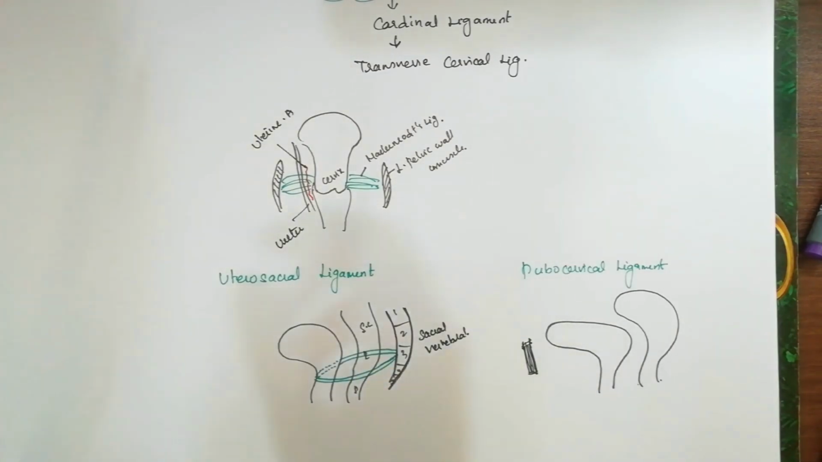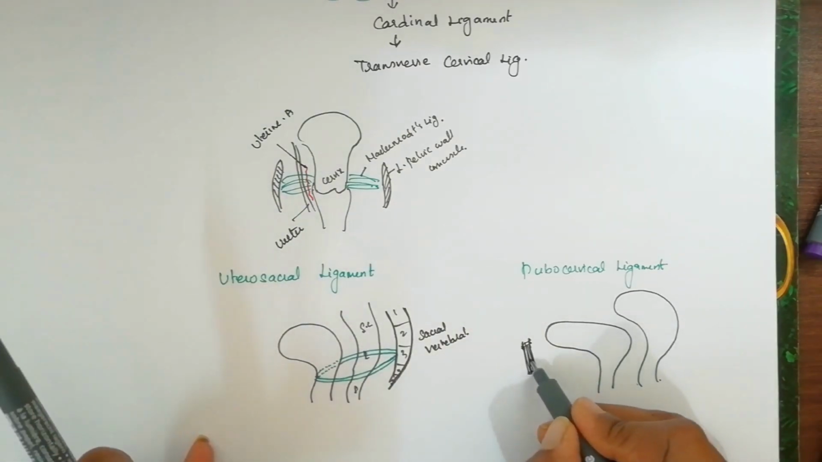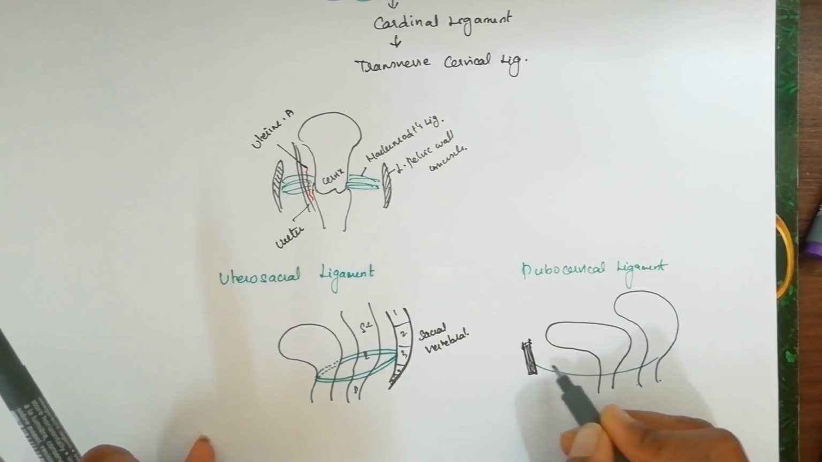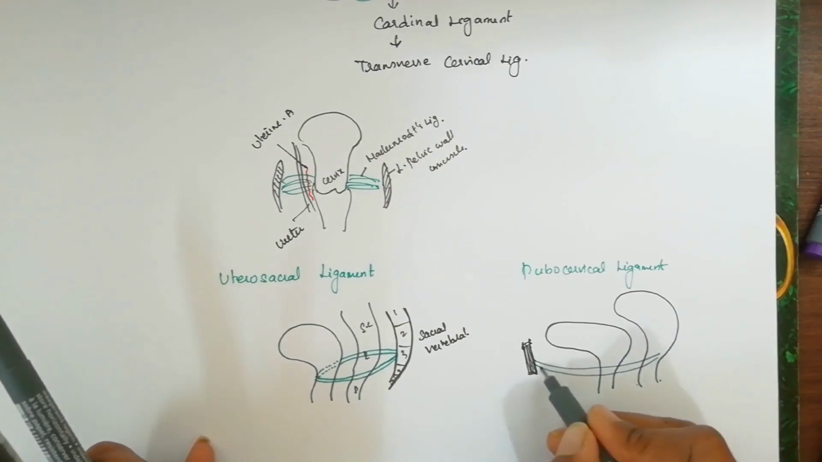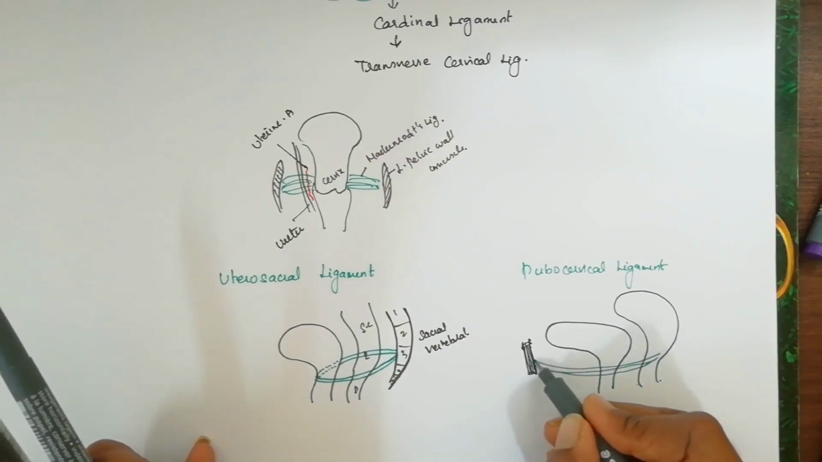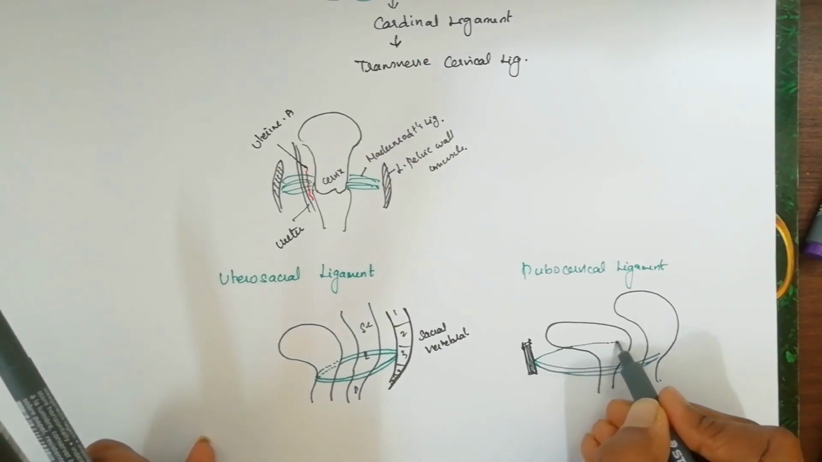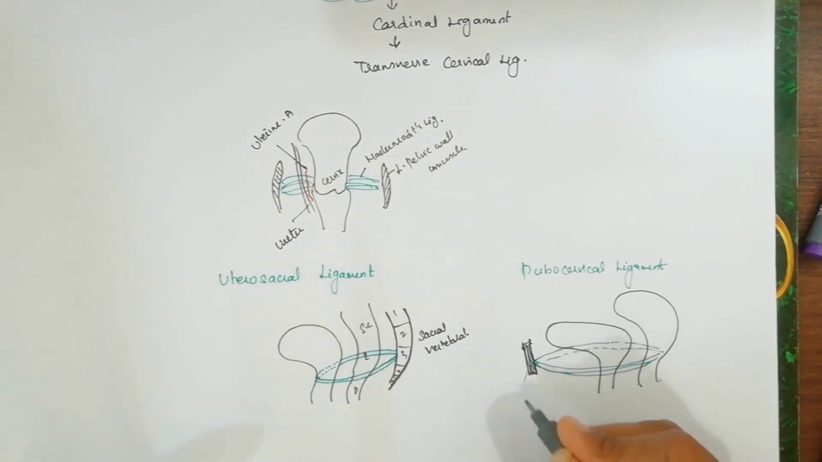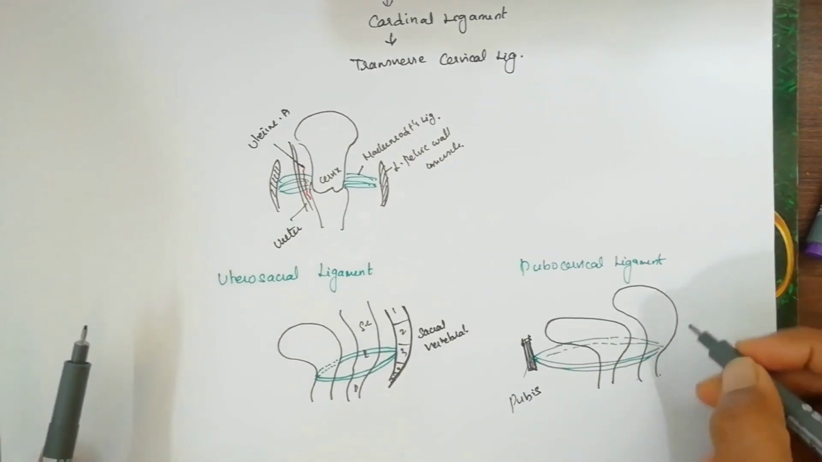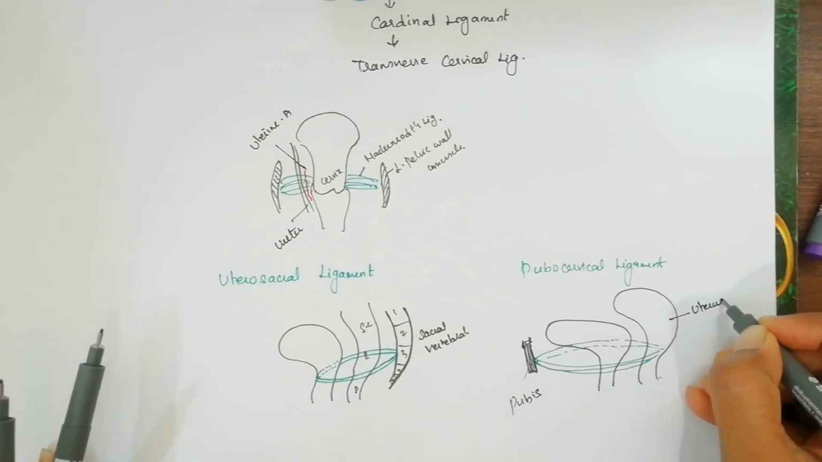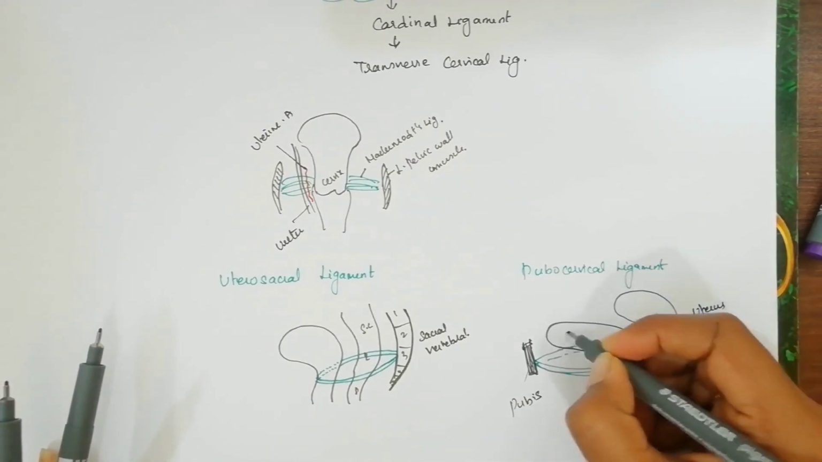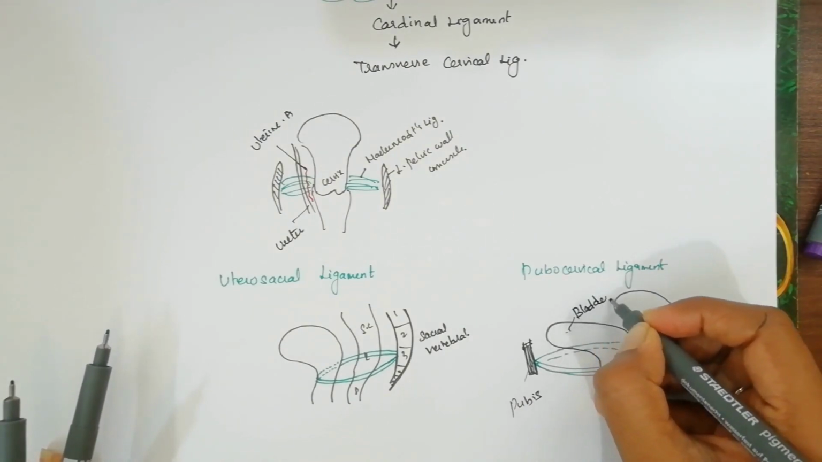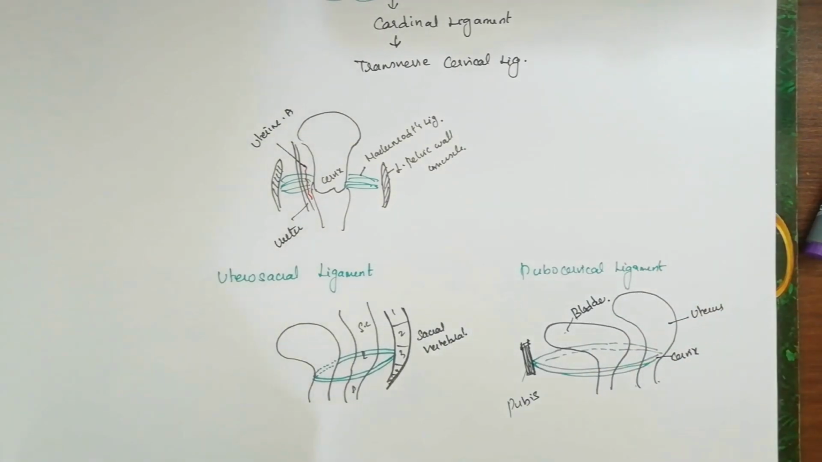The inner surface of the pubis is going to give attachment for this pubocervical ligament. From the posterior surface of the pubis we have got the ligament extending till the cervical region. It is going to extend till here from either side. So this ligament is known as the pubocervical ligament. So this is the pubis, and this is the uterus, cervix and bladder. This is how we have got all the true ligaments placed.